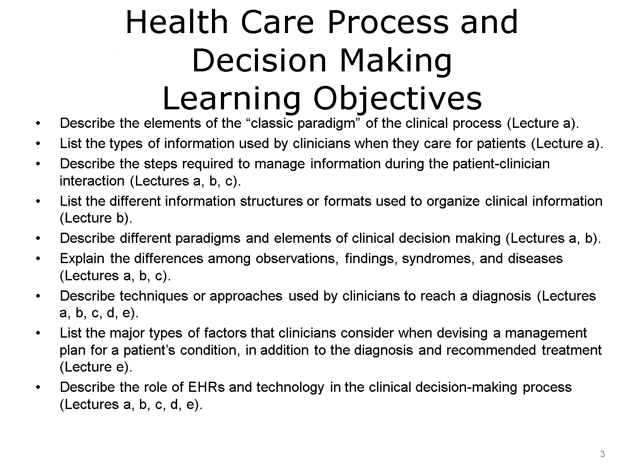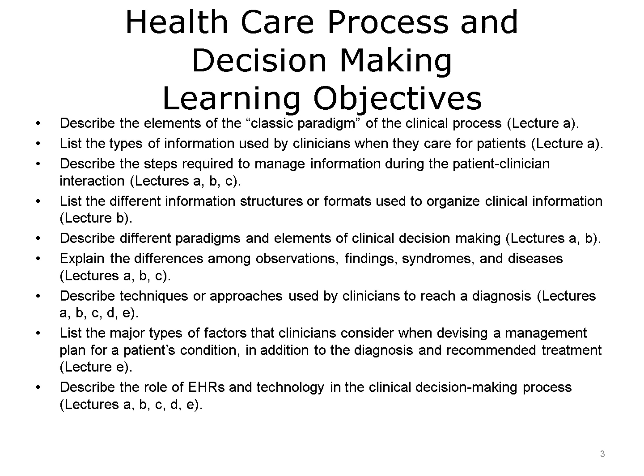The objectives for healthcare processes and decision making are to describe the elements of the classic paradigm of the clinical process, list the types of information used by clinicians when they care for patients, describe the steps required to manage information during the patient-clinician interaction, list the different information structures or formats used to organize clinical information, describe different paradigms and elements of clinical decision-making, explain the differences among observations, findings, syndromes, and diseases.